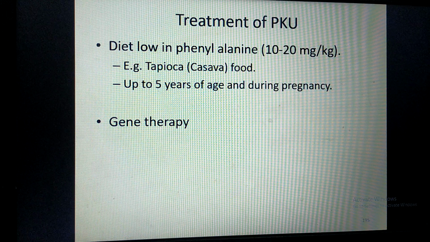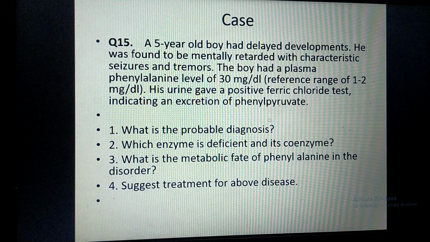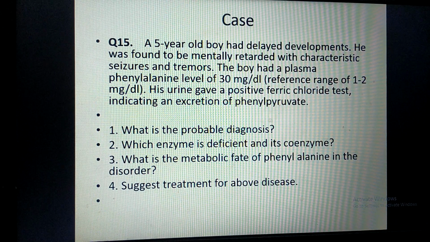Again, when a phenylketonuria mother becomes pregnant, she should shift to the above diet, simply to save the baby from high phenylalanine levels. Next treatment is gene therapy, which is under trial. So this type of cases are asked on this topic.